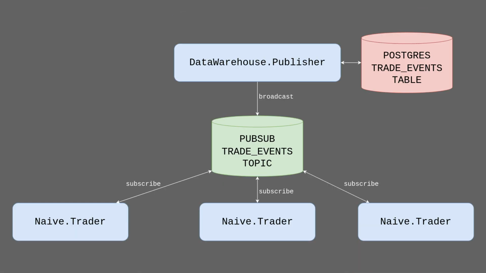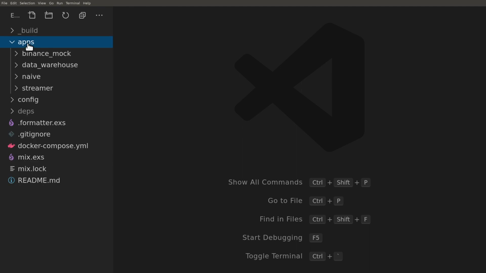For the backtesting, as trade events are already in the database, we can just broadcast them back to the same trade events PubSub topic. This is exactly the reason for the separation using PubSub topics. The trader doesn't really care who was the producer of the trade events, as long as they are broadcasted to the agreed topic and they have agreed structure. We will introduce a publisher module inside the data warehouse application that will stream the records from the database, broadcasting them to the PubSub one after another every few milliseconds.